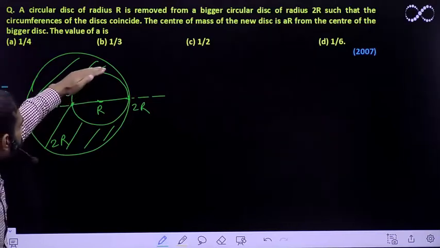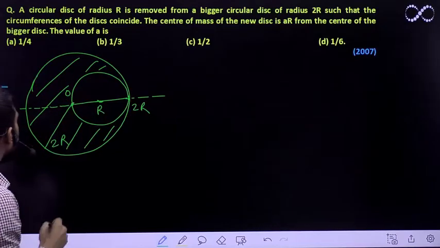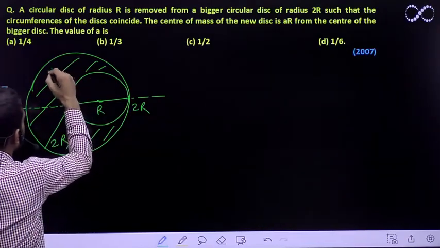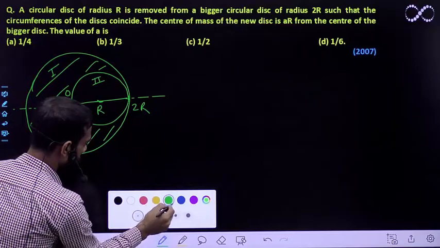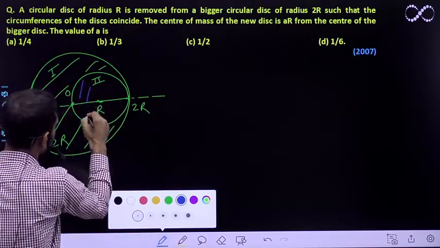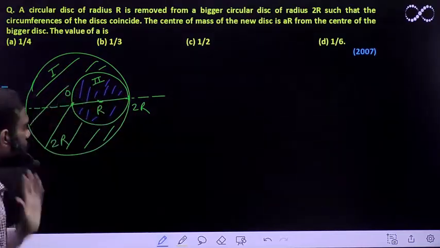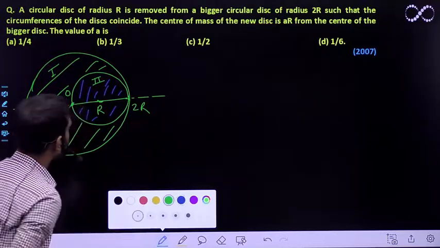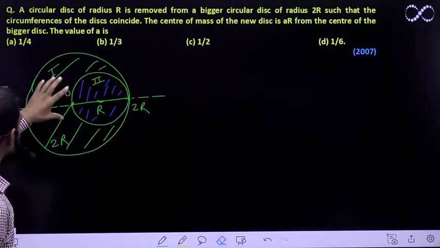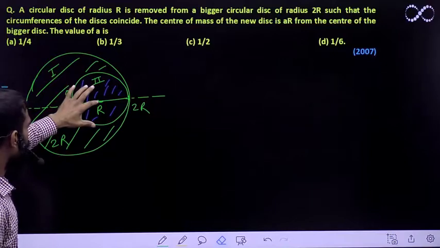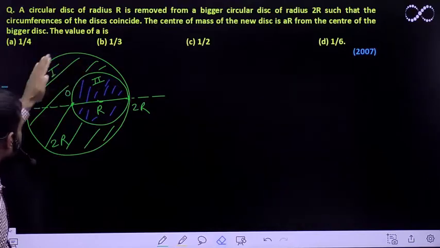I have to find the center of mass of the shaded portion of the disk, because this part is removed. Let us call this part 1 and this part 2. What I will do here is fill this part also. Although it is removed, I have filled it with mass, so after filling, this becomes the full disk. The center of mass of part 2 will be at position R, and the center of mass of part 1, I don't know.